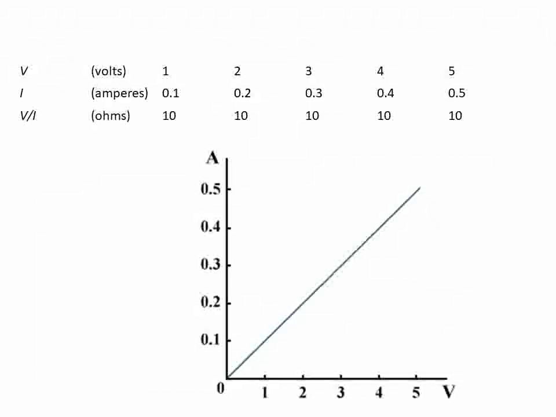This is a graph between voltage V and current I. It is a straight line. Then it is known as an ohmic conductor. The VI graph for a conductor is a straight line, that is, the proportionality between voltage and current. Then the resistance is known as ohmic resistance.